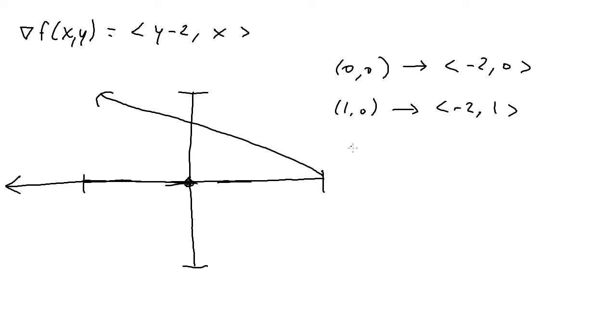Now let's try plugging in 0, comma 1. So in this case, we'll get 1 minus 2, so -1, comma 0. So at the point 0, 1, the x component is -1, the y component is 0. It looks something like this.